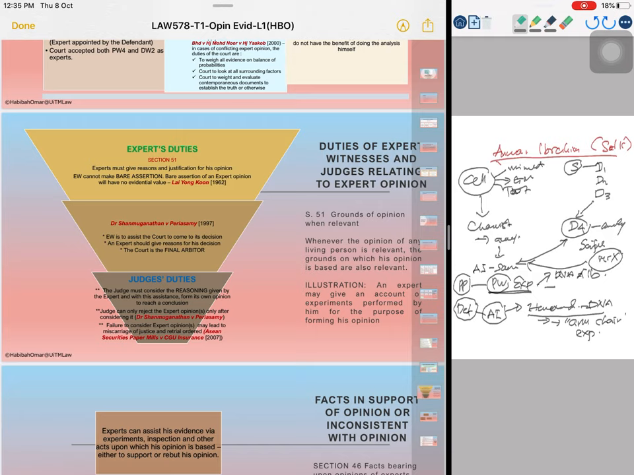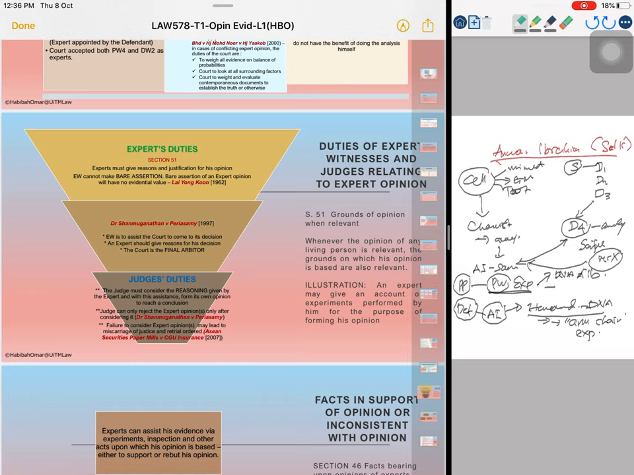So, experts must give reasons and justification for his opinion. Now, if they make a bare assertion, it will have no evidential value. Bear in mind, if an expert is giving evidence in the court, he may have the necessary qualification, his evidence will be relevant. Therefore, it may be admissible.